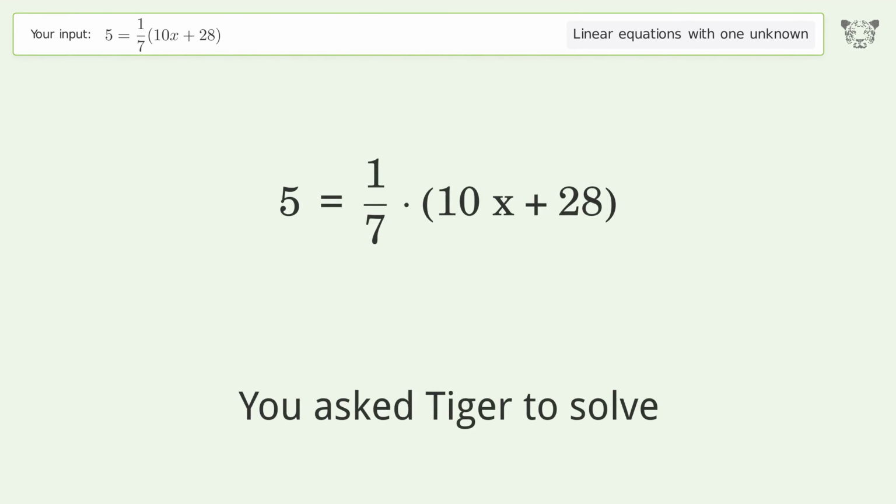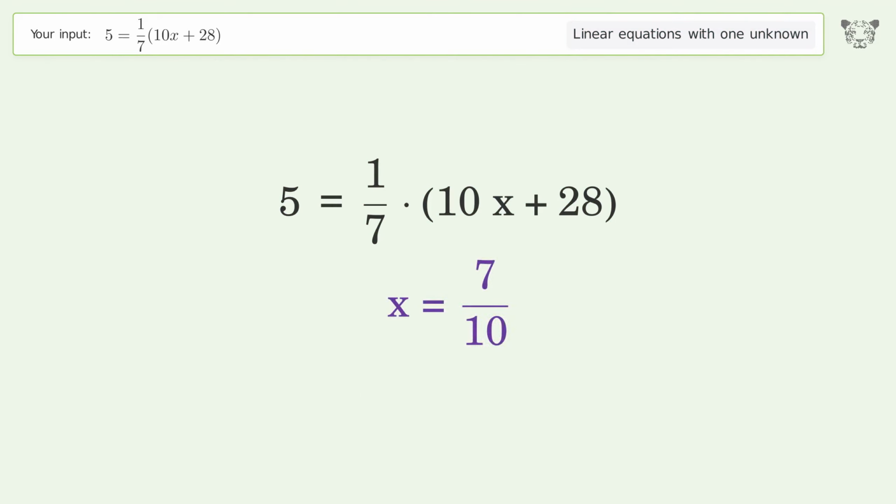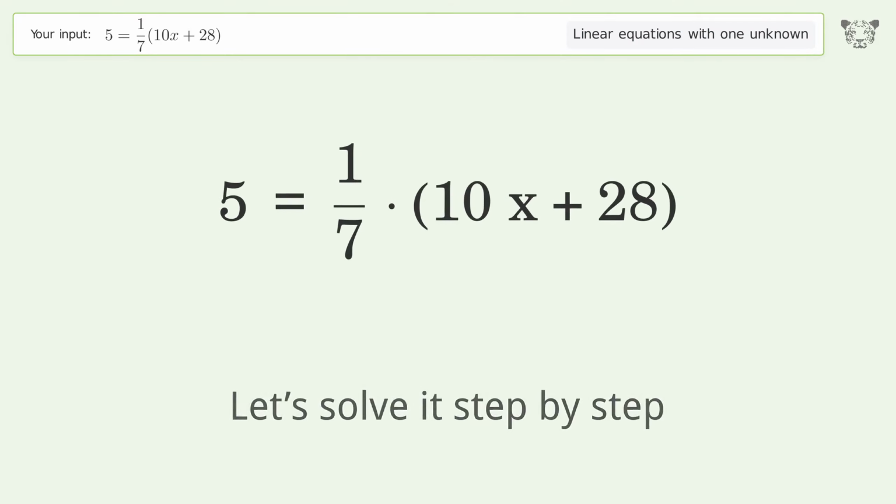You ask Tiger to solve this. It deals with linear equations with one unknown. The final result is x equals 7/10. Let's solve it step by step.